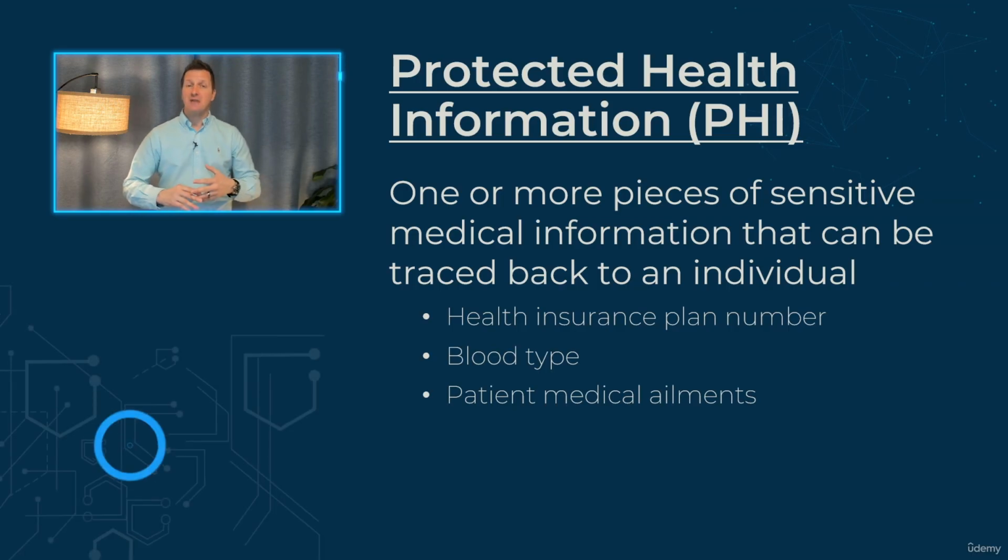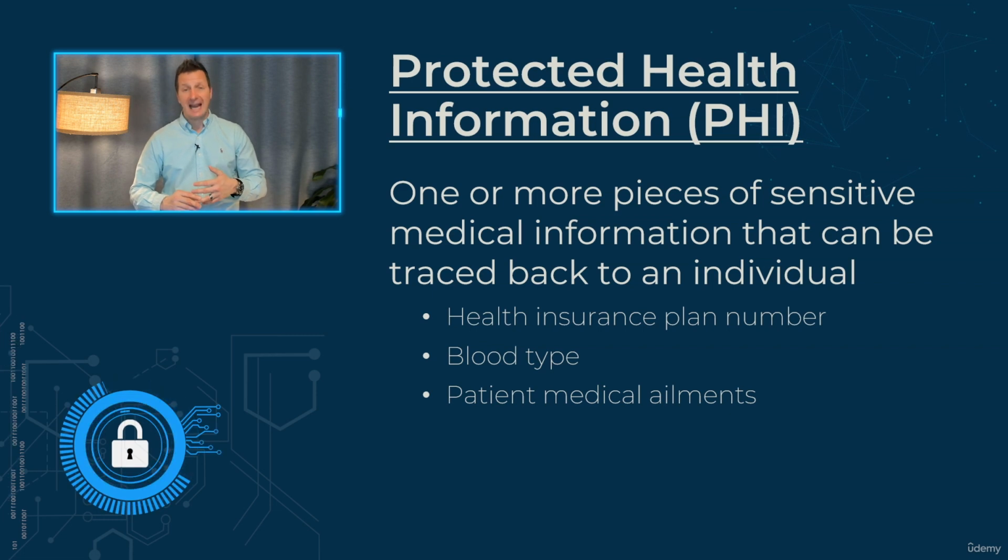On the health side, we have protected health information, or PHI. This is similar to PII, but it's got a medical twist to it. So one or more pieces of sensitive medical information that could be tracked back to a person. So that would include things like a health insurance plan number, blood type, patient medical ailments. Now, you might say that blood type might not trace back to an individual because a lot of people have the same blood type, and that would be correct. But if you start combining that with other information, it could be traced back to an individual. And so there are laws and regulations in place in different parts of the world to protect PHI.